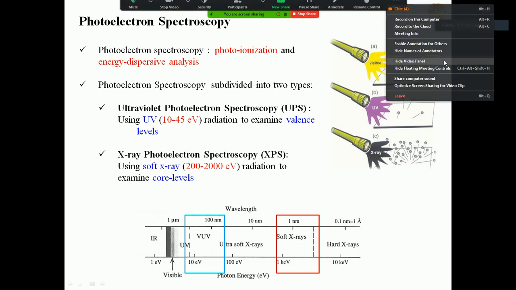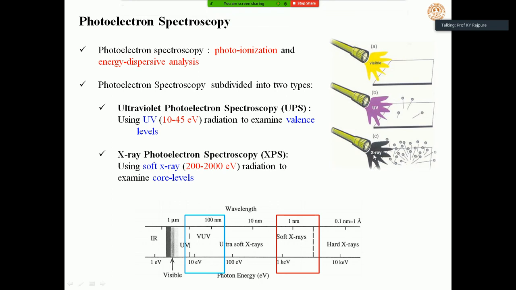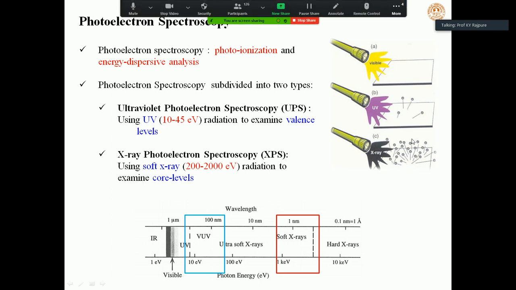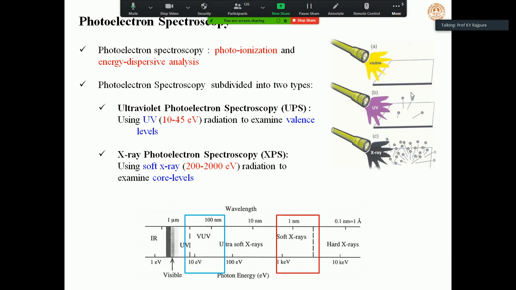So we illuminate a material with a photon, maybe with visible light, or ultraviolet light, or X-ray. Then there is an emission of electrons, and we analyze these emitted electrons. These are called photoelectrons. Then it gives you very important information about the material. You can have qualitative and quantitative analysis.